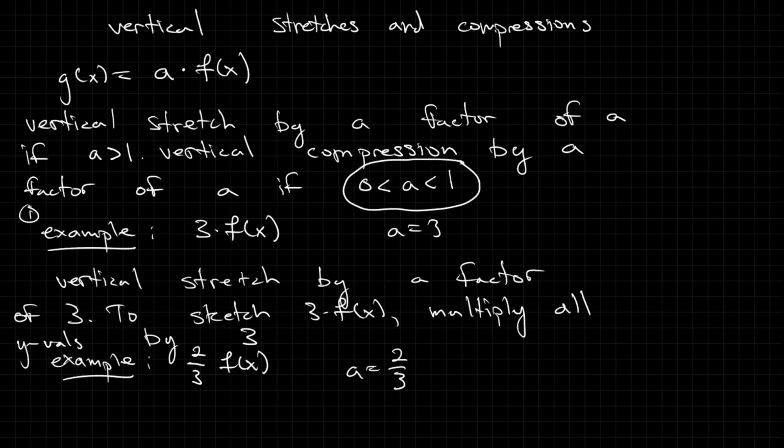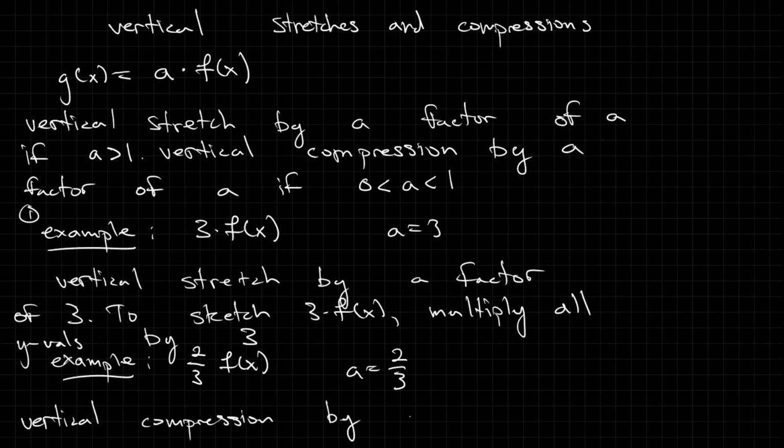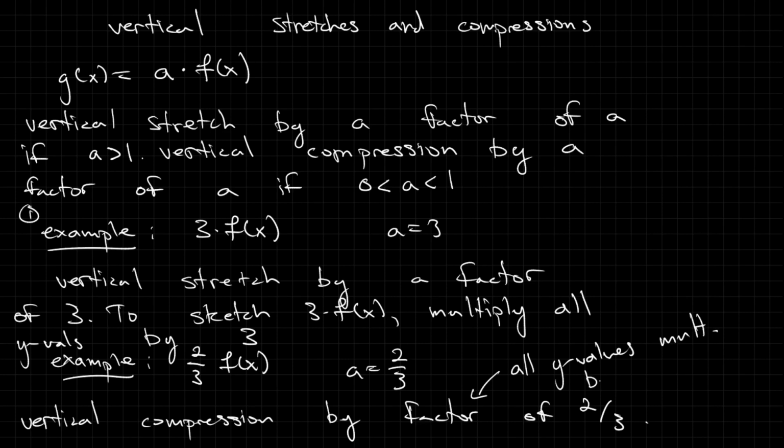Now for the second one, a is equal to 2/3, which means a is between 0 and 1. 2/3 is between 0 and 1, which means we're not going to have a vertical stretch, but a vertical compression. So this is a vertical compression by a factor of 2/3. And what that means is that all y values are multiplied by 2/3. As the name suggests, that's going to result in a compression vertically of the graph.